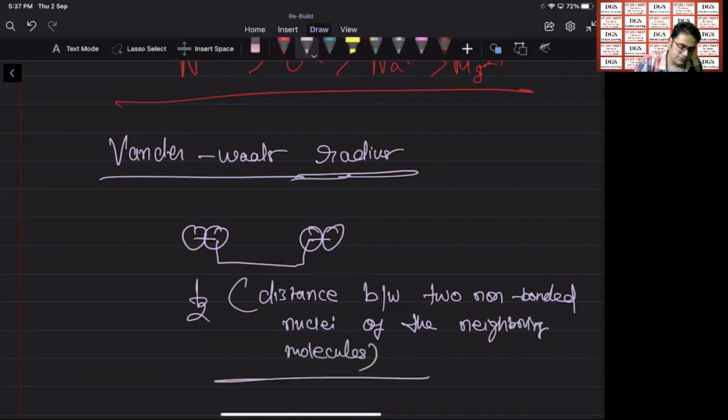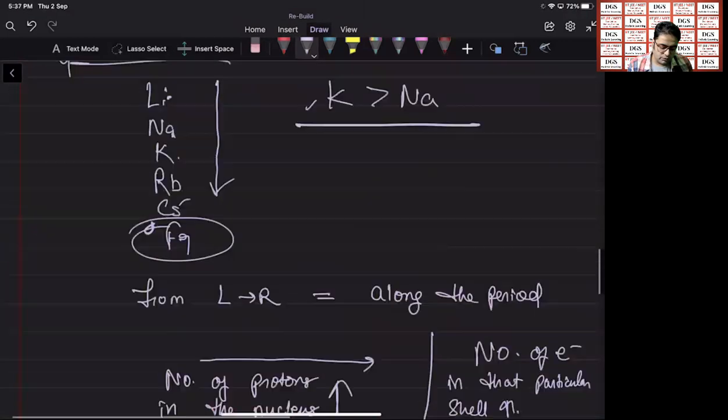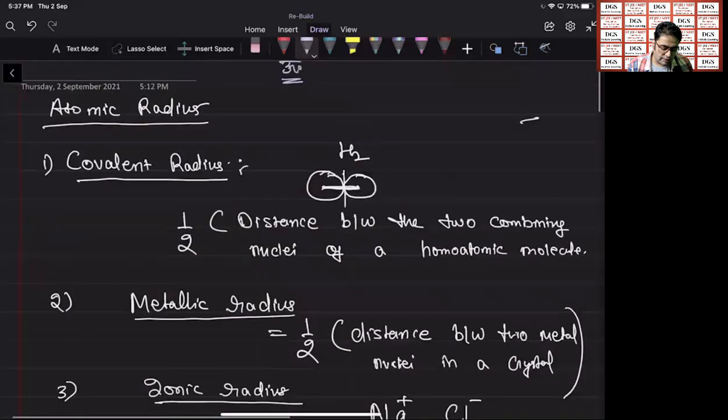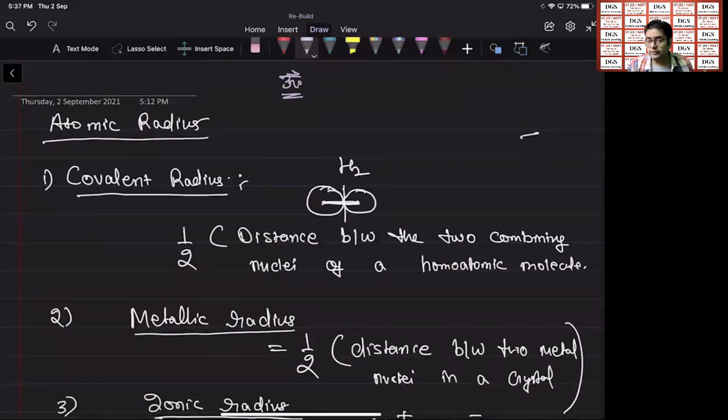Fine. So this is the second lecture of periodic classification, and we discussed all types of radius and sizes and their variations. I hope you practice this and learn this from your textbook also. But this is in short everything about atomic radius and its variation. Okay, all the best.